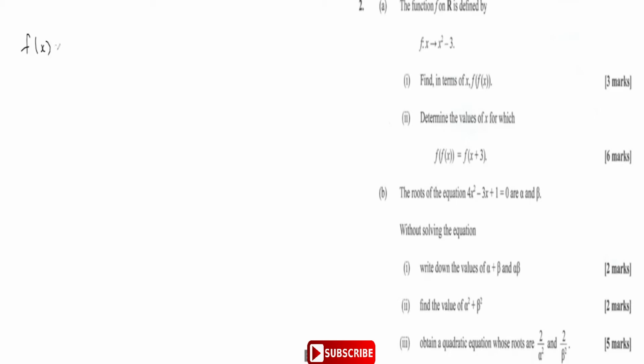Now if f of x is x squared minus 3, we know that it's a quadratic function that turns on the y-axis, and it turns at the y-axis intercept. What else? But they don't even ask for that. It's just asking to find f of f of x. So f of f of x means you substitute f into f.